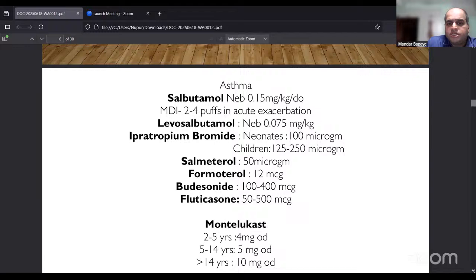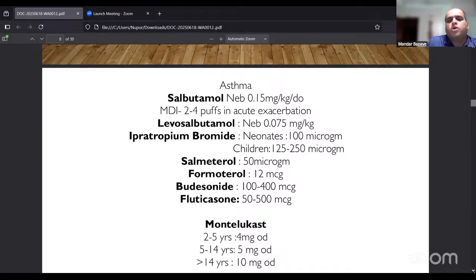The metered dose inhaler formulation of budesonide and fluticasone used in maintenance dose as far as asthma is concerned starts from 100 to 400 as far as budesonide is concerned, and 50 to 500 microgram as far as fluticasone is concerned. The dose depends upon the severity and the response which we get from the patient.